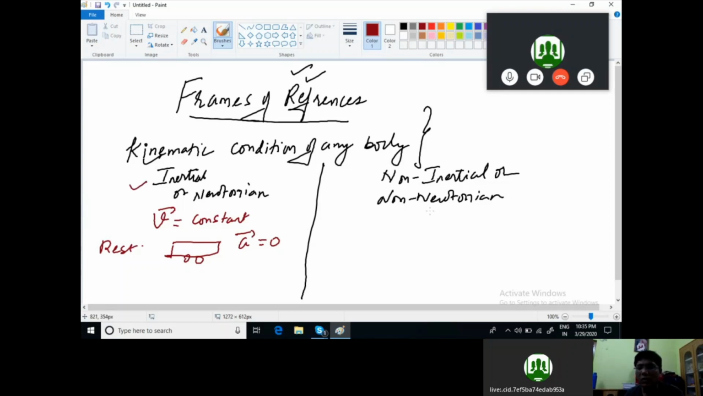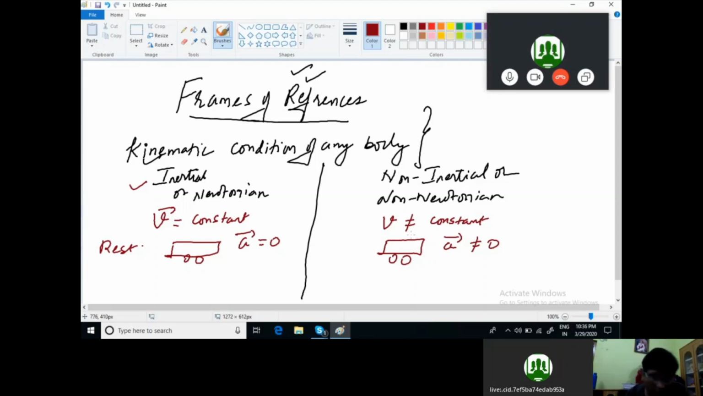Now what are non-inertial frames? In this case, the velocity of the body will not be constant. That means you are moving in the same bus, but this time the bus is accelerating. The acceleration will be non-zero here. So these are known as non-inertial frames.